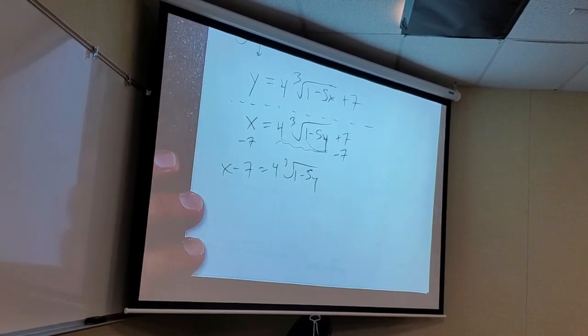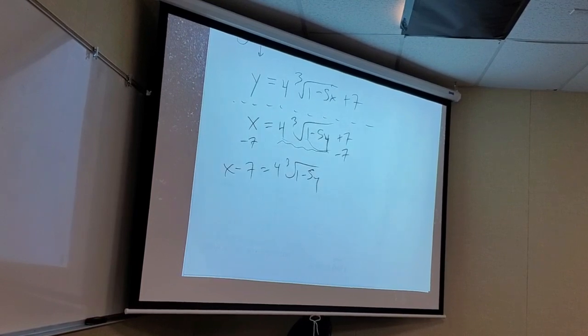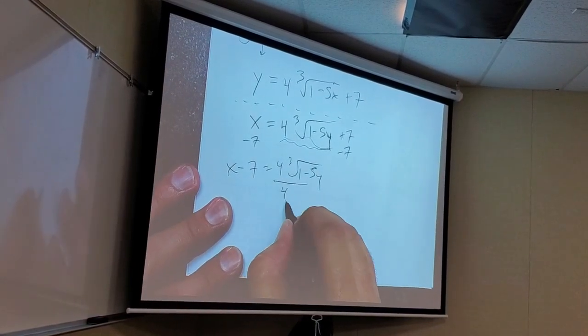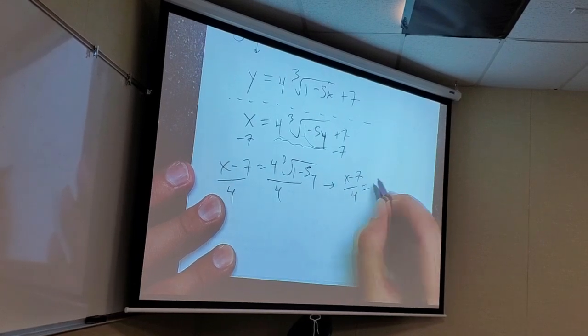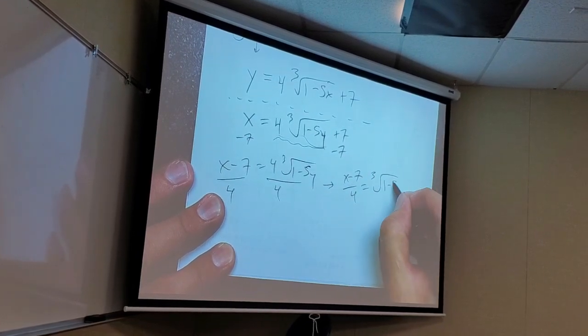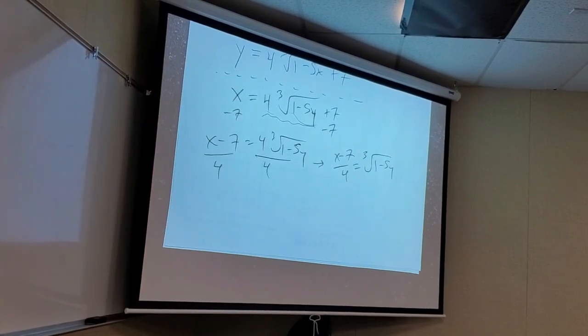What do I do next? Divide by 4. I love it. Divide by 4. Let me take it over here. x minus 7 over 4 equals the cube root of 1 minus 5y. Now, there's a definite thing you have to do next. Let me stop right now.